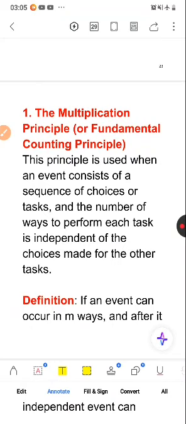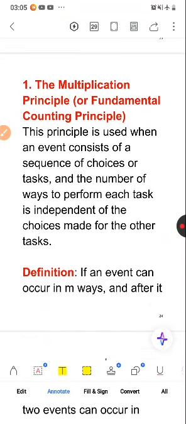We spoke about the basic counting principle, where we said there are two main basic counting principles in permutation and combination. They are the multiplication principle and the addition principle. We said the multiplication principle is when an event consists of a sequence of choices or tasks, and the number of ways to perform each task is independent of the choice made for the other task.